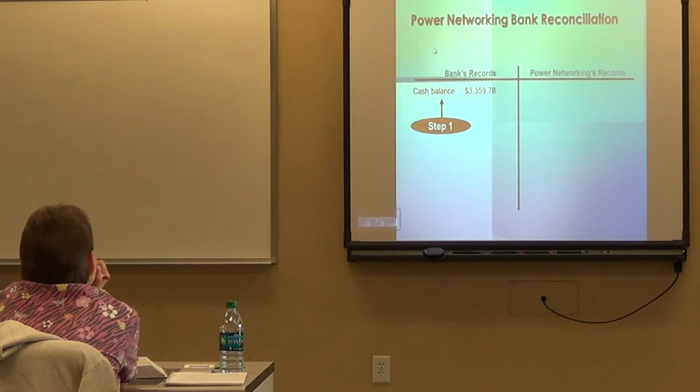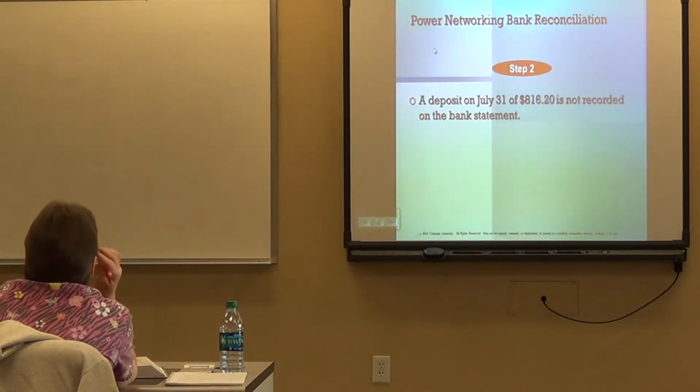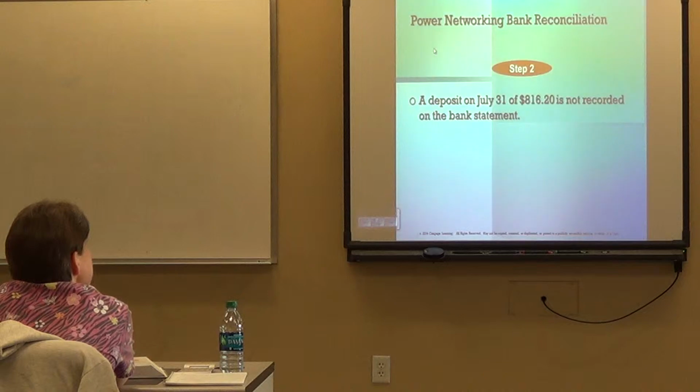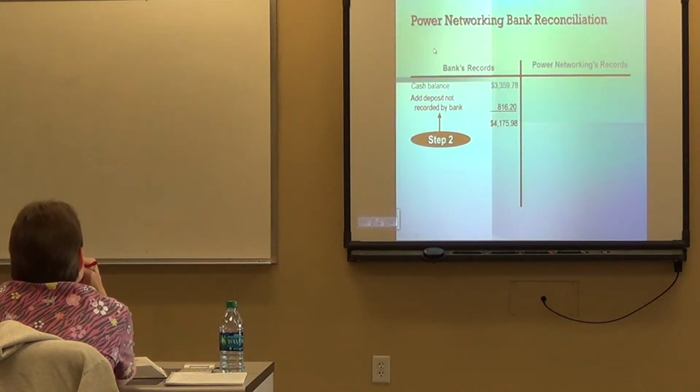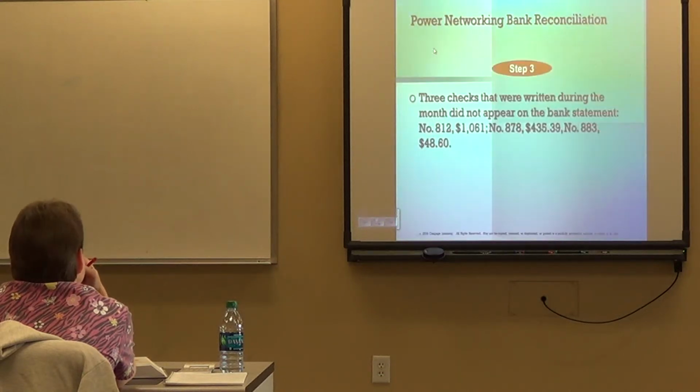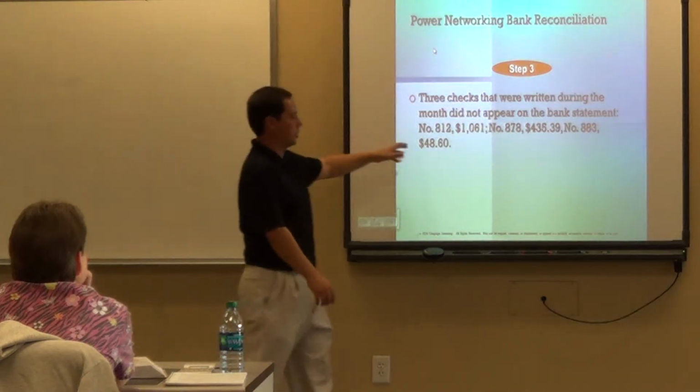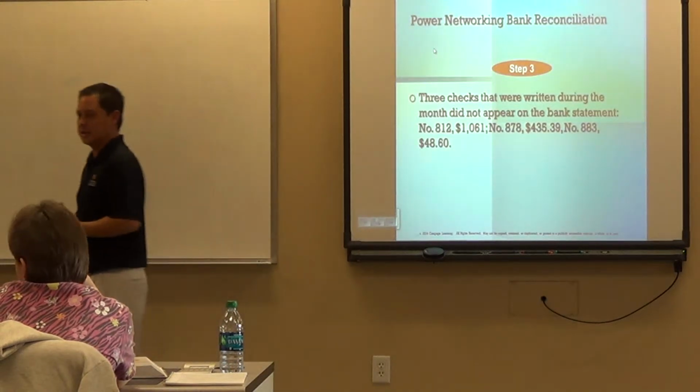So then step 2, you guys remember what that step 2 is? And the deposits, perfect. So we added our $816.20 deposits that is not recorded on the bank statement. So we add that in. And then we're going to take away our outstanding checks, which are these outstanding checks that have not cleared. So as you can see, there's several outstanding checks. We'll add up all those together to figure out how much that is.